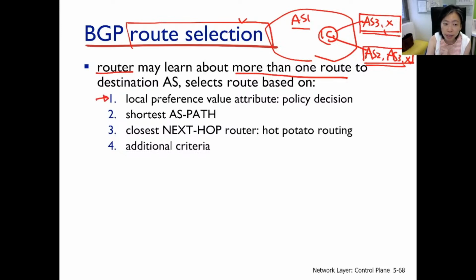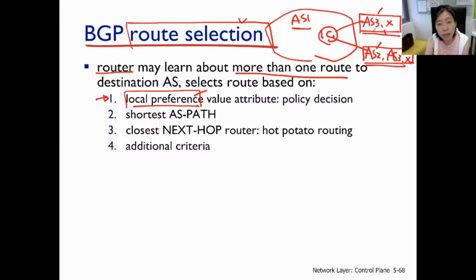Step number 1, check the local preference of these routes. If you recall earlier, a route is composed of the destination network's prefix and a set of attributes. We know that AS path is one attribute. Next hop is one attribute. There's one more attribute called the local preference. This one actually weighs the highest. So BGP checks the local preference first and takes the path with the highest local preference. Local preference is usually used to indicate, between the two neighboring ASs, AS3 versus AS2, whether AS1 prefers forwarding packets to AS3 or AS2.